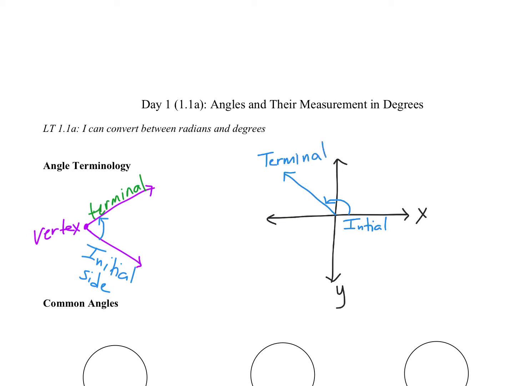And this is what we call standard position. Okay, so when we're in the coordinate plane and we want an angle in standard position, this is what it looks like. It starts on the x-axis on the positive part, and then we go around.